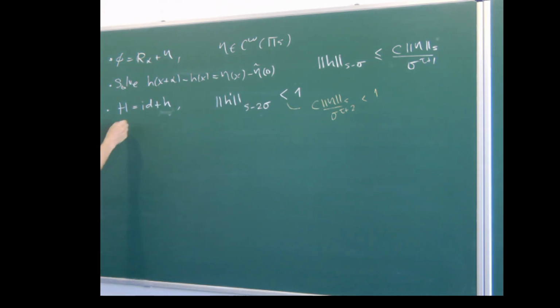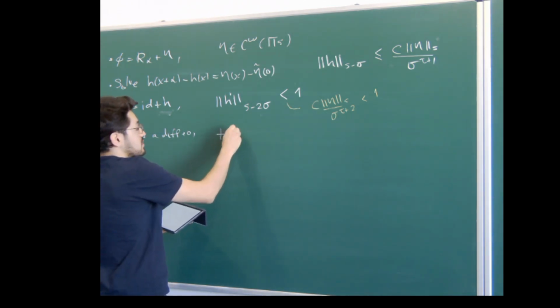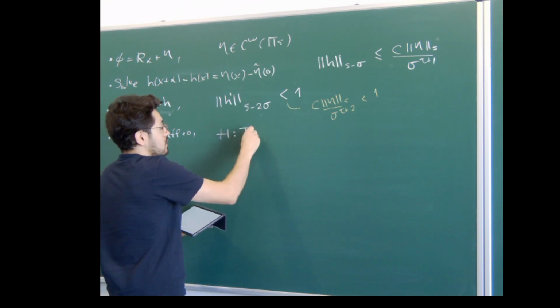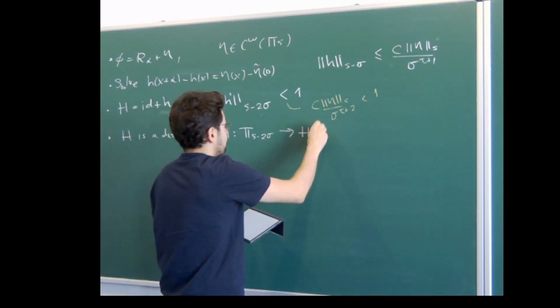So once you have this, this means that really H is a diffeomorphism. So H is a diffeo. So at least I can see it as a diffeo from S minus 2 sigma to its image.